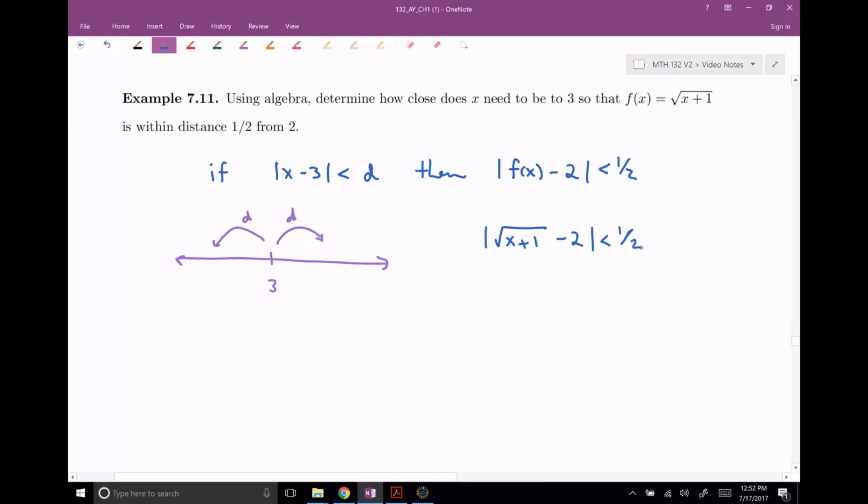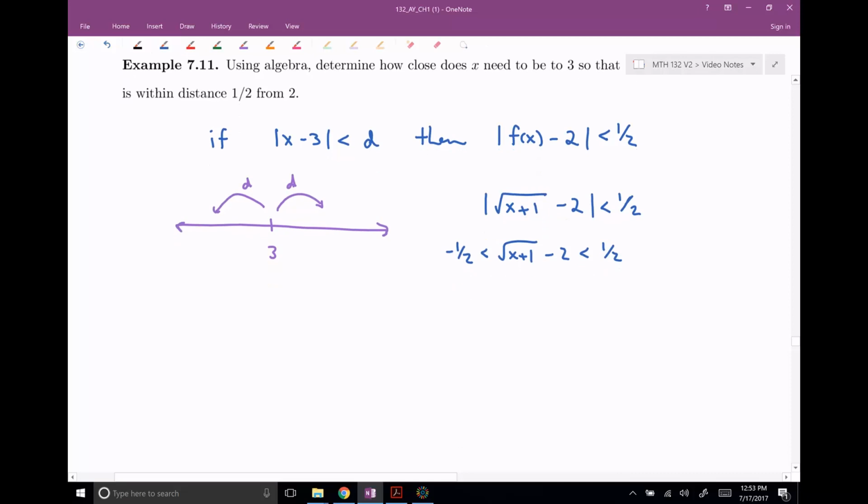And so let's go ahead and use that nice theorem that tells us how to rip apart absolute value inequalities. And that's going to go negative 1/2 is less than square root of x plus 1 minus 2, which is less than positive 1/2. And we're going to rearrange this and try to solve for x. So if I add 2 to all sides, notice this is going to get the square root bit all by itself. On the right-hand side, we're going to have 5/2. On the left-hand side, we're going to have 3/2. Again, adding 2 to all sides.